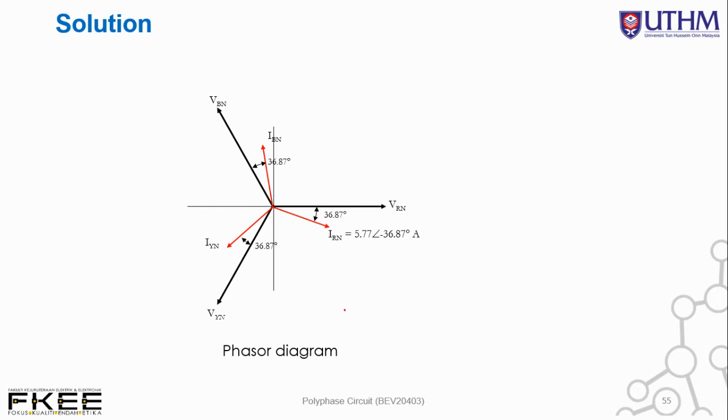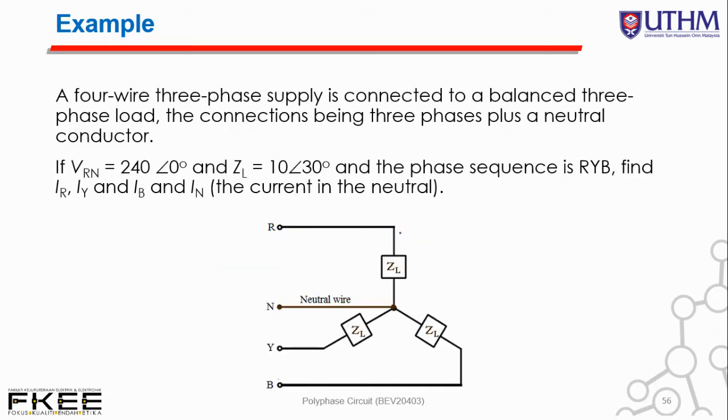So plotting the phasor diagram, IRN, the phase current, IYN, the phase current, and this one, our IBN phase current, is drawn in the red arrow. So basically we have IRN, which is lagging behind VRN by 36.87. This is consistent for all of these phases, the second phase as well, and the third phase as well. So they are all differentiated by 36.87 degree lag, okay, or lagging.